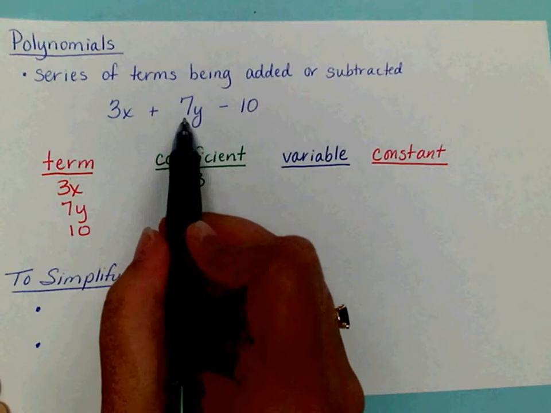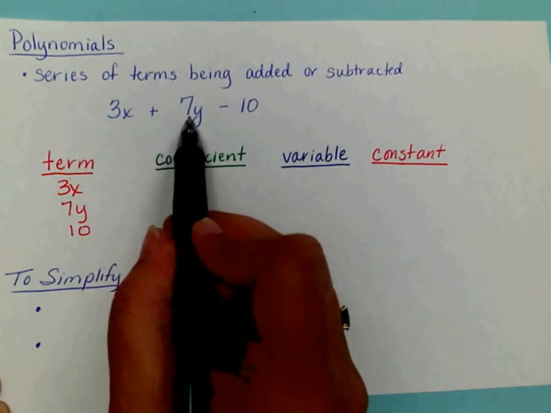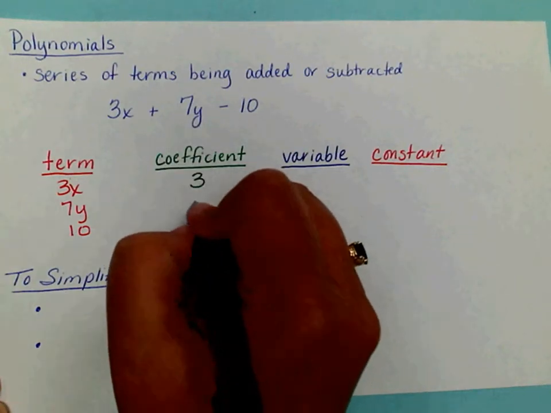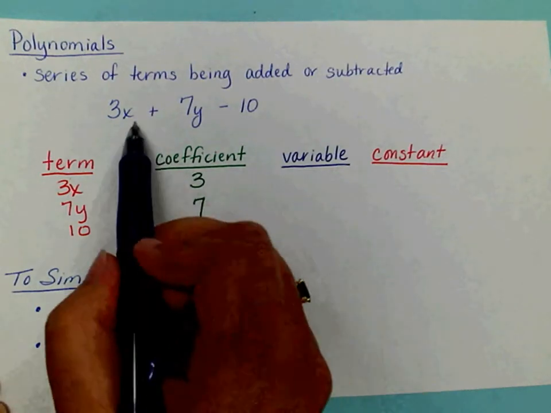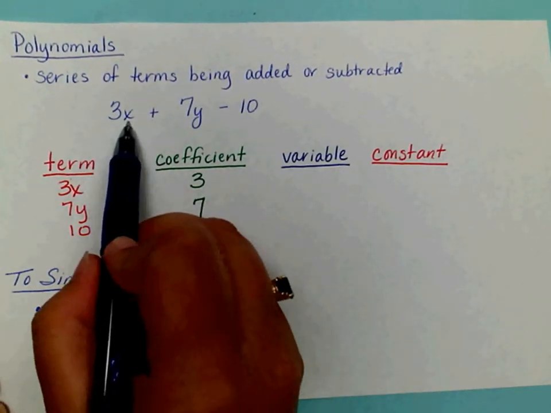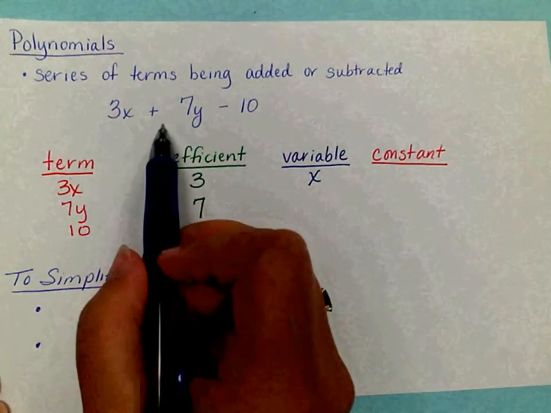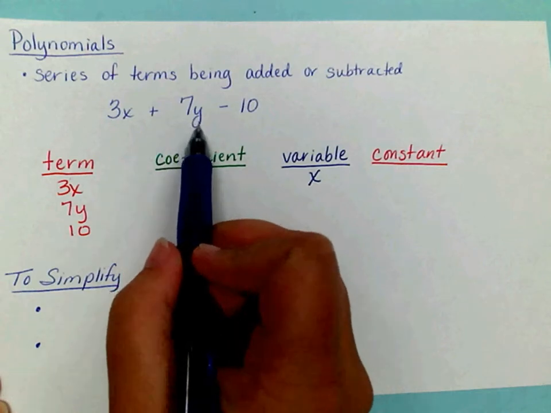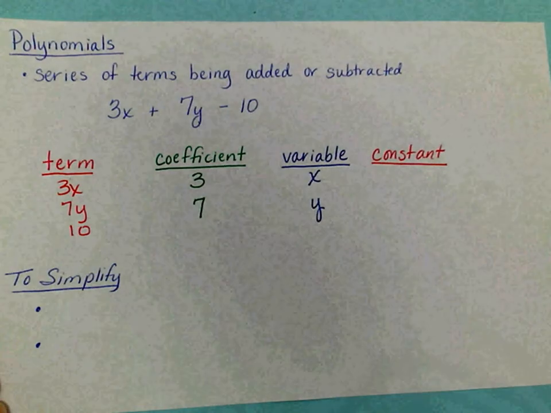Then we have this next term of 7y. Well, the number in front of it is a positive 7. So it turns out that the coefficient of the y is 7. We also have variables that are going to be inside of our polynomials. And the variable is the letters. So notice that our first term is the 3x. Well, it has a variable part of x. The next term is 7y. It has a letter in there as well, so that is our variable of y.